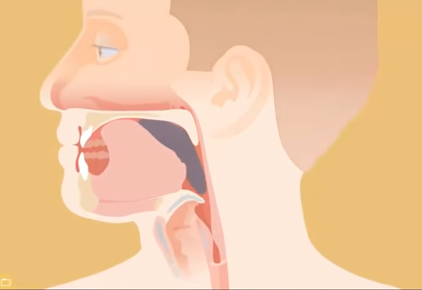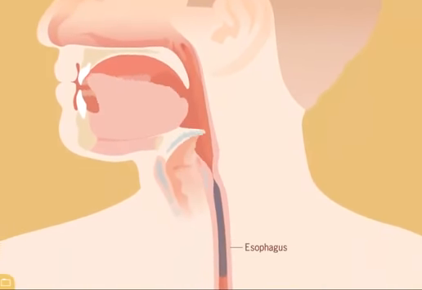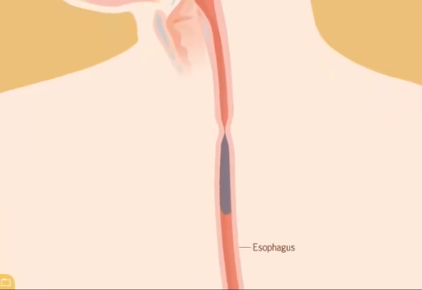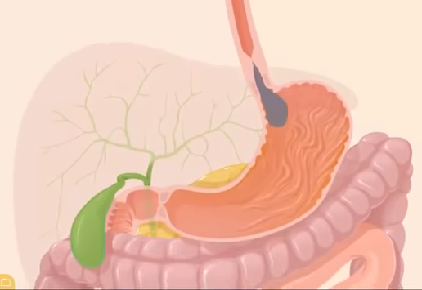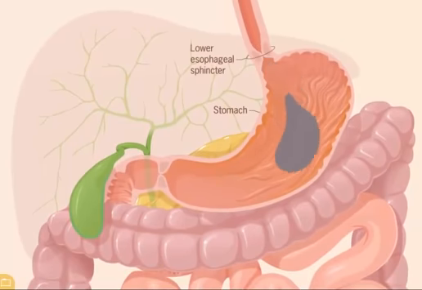The food bolus passes through the pharynx and into the esophagus. Peristalsis, which is rhythmic contractions of the muscle layers, pushes the bolus down the esophagus. The bolus passes into the stomach through the lower esophageal sphincter. This sphincter normally remains closed, preventing reflux of the stomach contents.